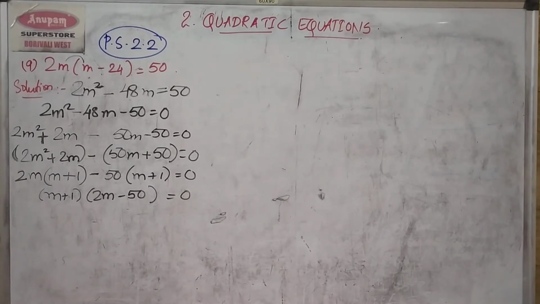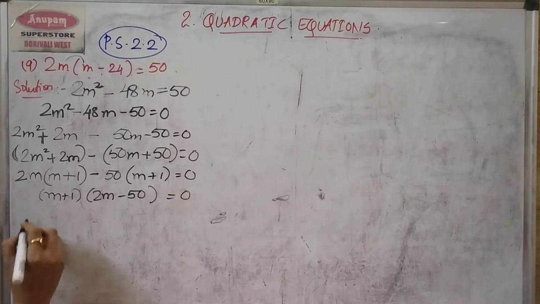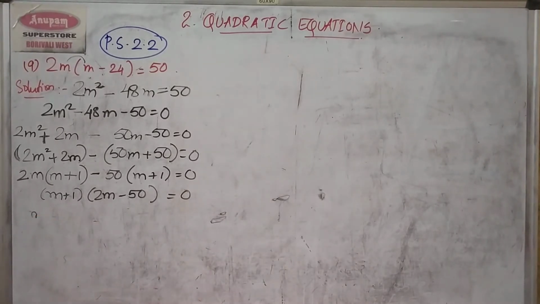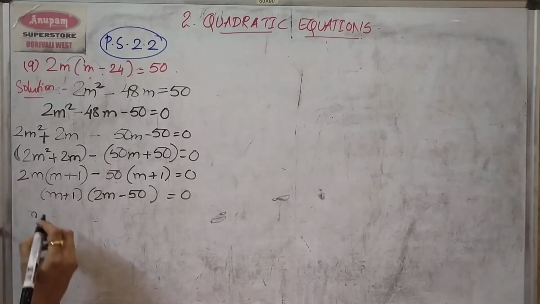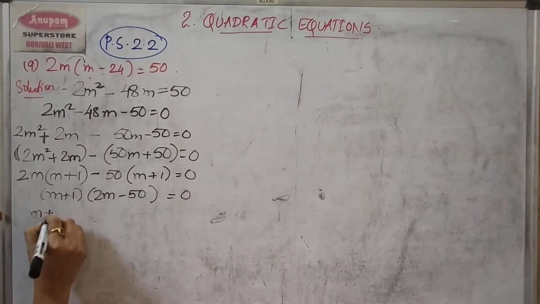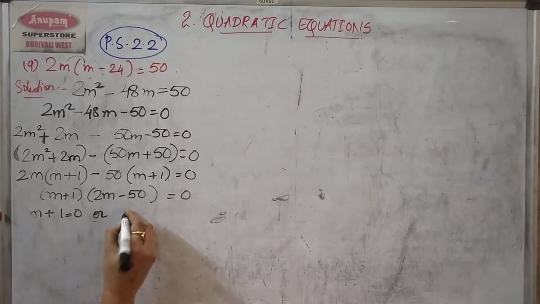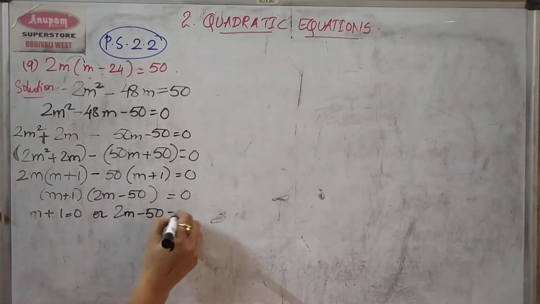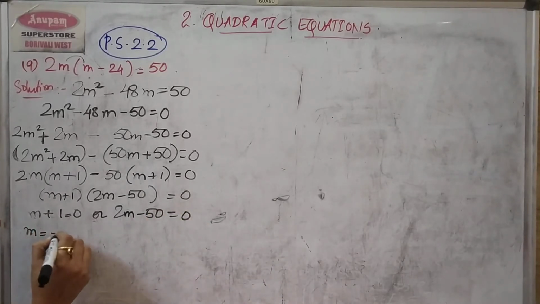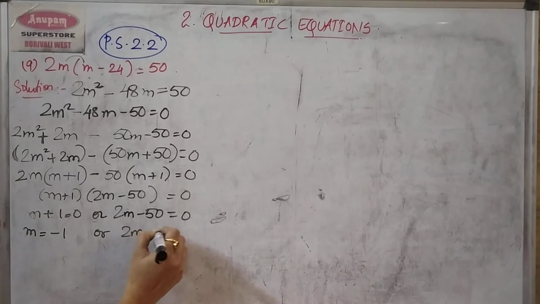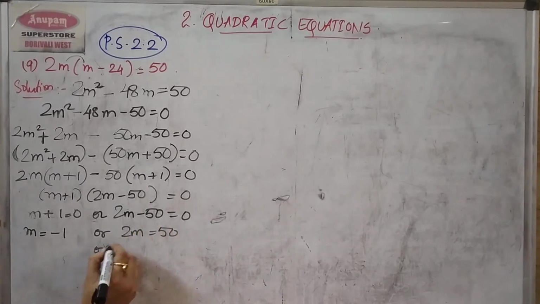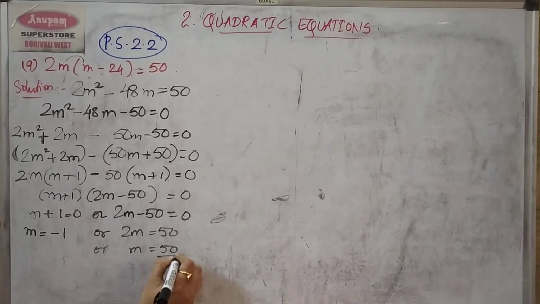Now, when I further solve this, I will have to separate this and write down m plus 1 is equal to 0, or 2m minus 50 is equal to 0. So this becomes m is equal to minus 1 or 2m is equal to 50. We cannot solve this. We will continue solving this. m is equal to 50 upon 2. So m is going to be 25.